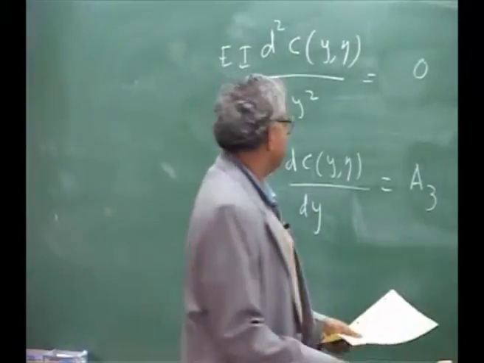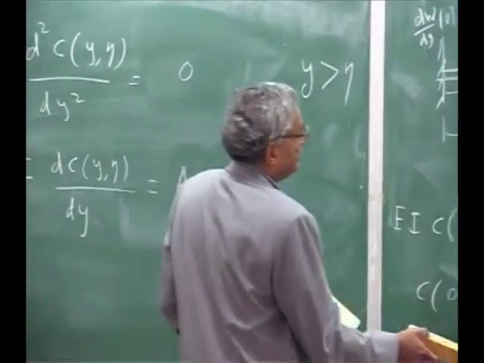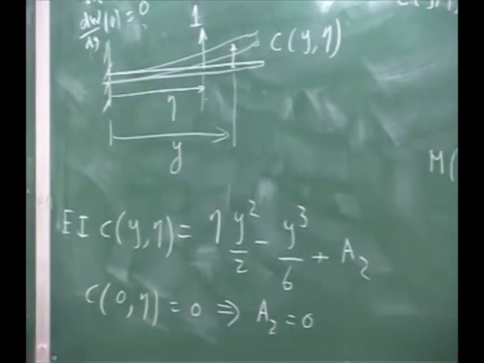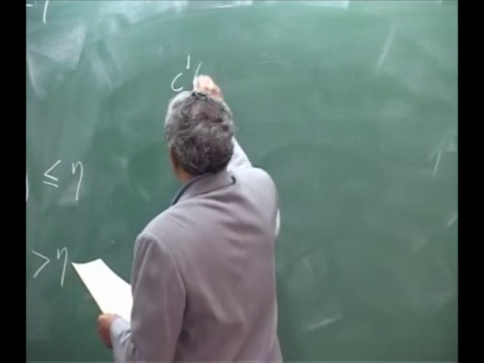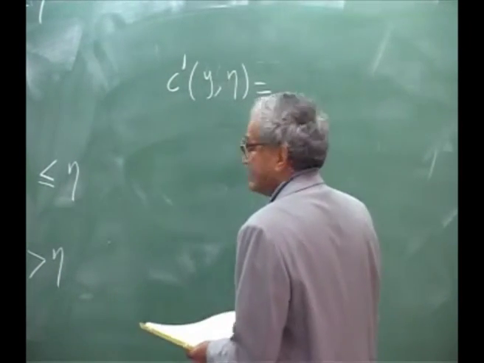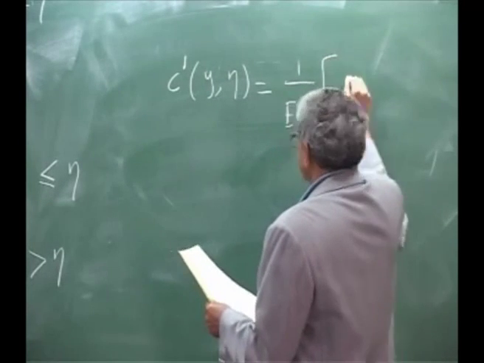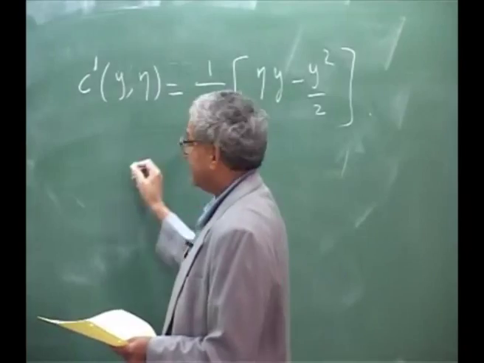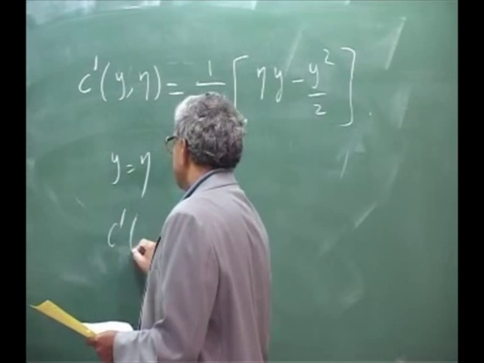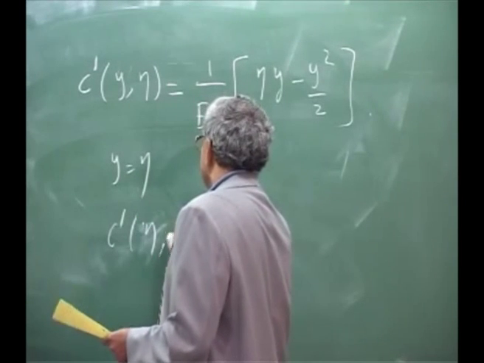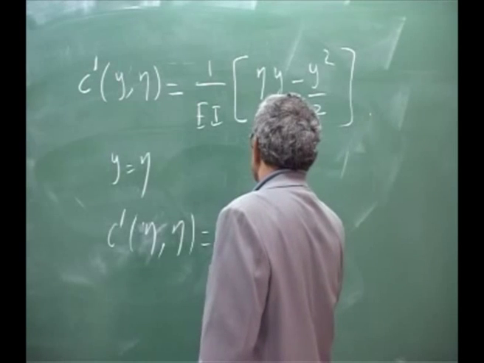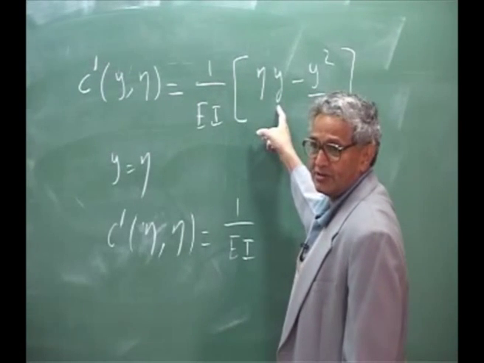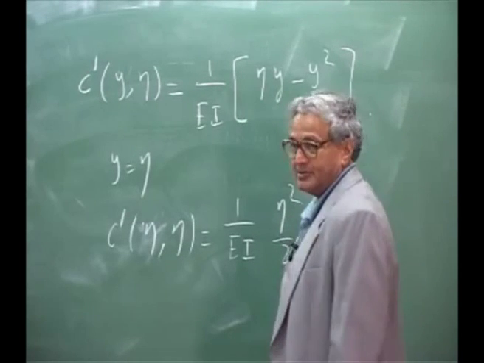If you write that, maybe I should write it here. That's the best, because we got C prime y comma eta. This was actually 1 over EI, eta y minus y square over 2, and when y equals eta, this will become C prime eta comma eta. What is the value? Y equal to eta, this will be eta square over 2. Now that is what you will be having here.